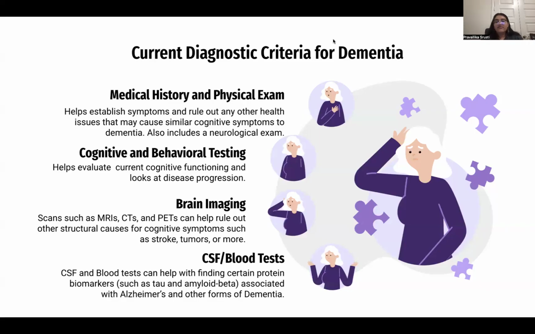And then you also have CSF and blood tests, which can often help with finding certain protein biomarkers associated with Alzheimer's and other forms of dementia, such as the tau protein or amyloid beta, which those clusters tend to be very well studied and associated with certain forms of dementia. And depending on where those clusters may be or the amount that you may have in your CSF or blood, you might be able to specify, but again, there's much more to that.